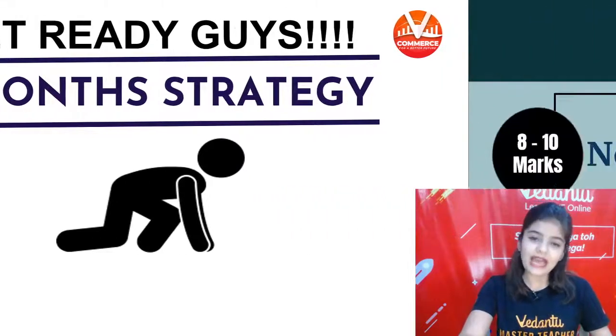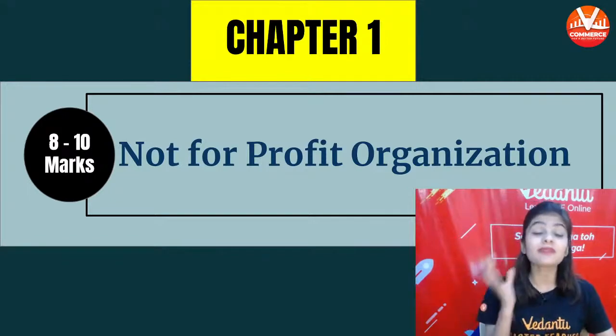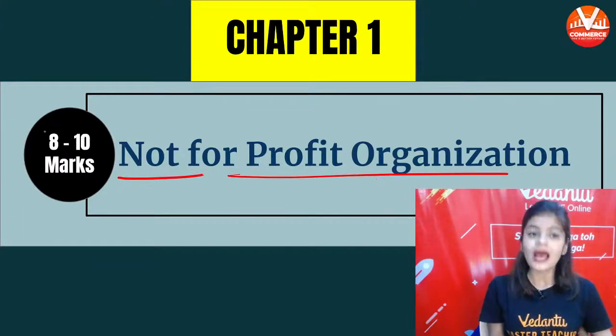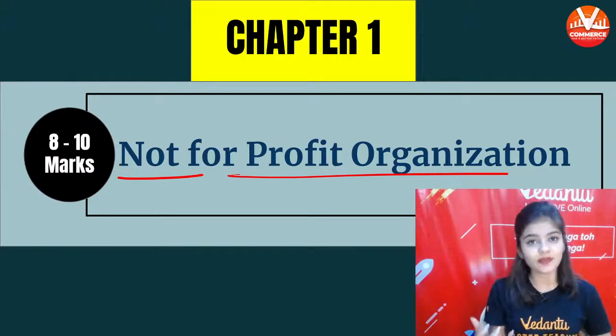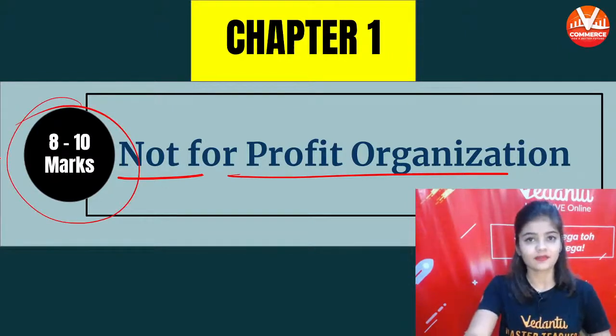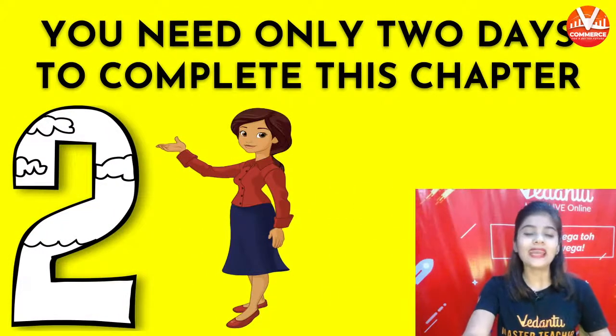So we will start this strategy with chapter number 1, that is NPO. First of all, we will be discussing the most important chapter. तो आज हम लोग करेंगे NPO. And as you know, this is one of the most scoring chapters because this is of 8 to 10 marks. So let's start this session now without any delay.